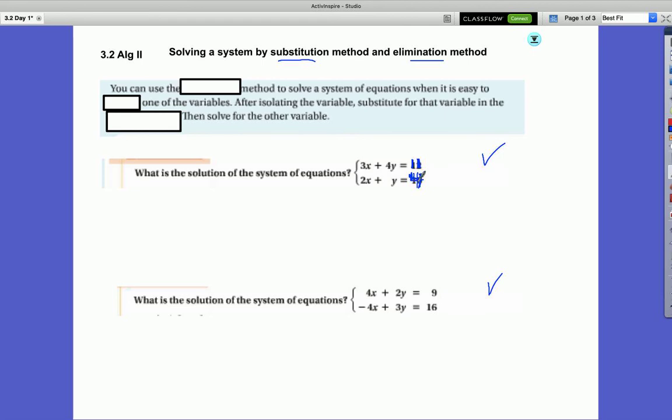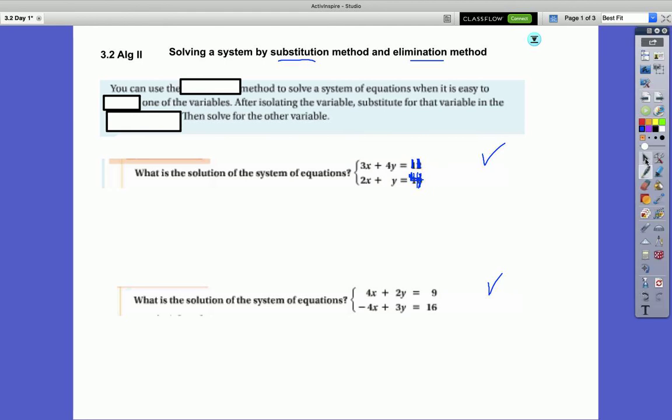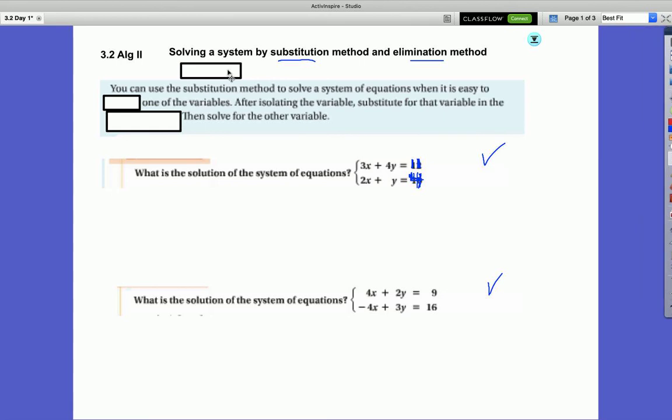Remember, our goal when you solve a system is to find the ordered pair. In both of these, we want to find an xy coordinate. Remember that. You can use the elimination or the substitution method to solve a system of equations when it's easy to isolate one of the variables.